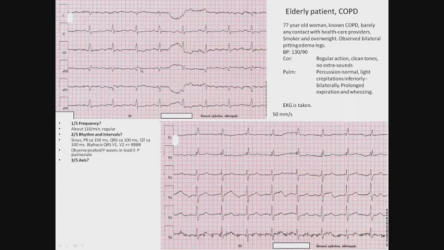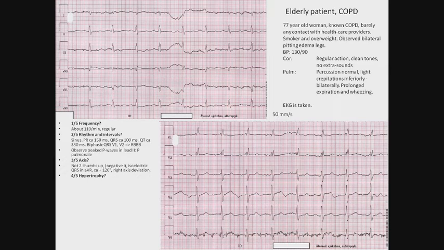Let's see if we can find isoelectric lead. Okay, here in AVR we have an isoelectric lead, and we have positive leads in AVF, so it means the axis is perpendicular to AVR's axis, meaning plus 120 degrees. And to confirm this theory, we can look at 3, which is at plus 120 degrees, and it's strongly positive QRS. So the axis is shifted towards the right at plus 120 degrees.